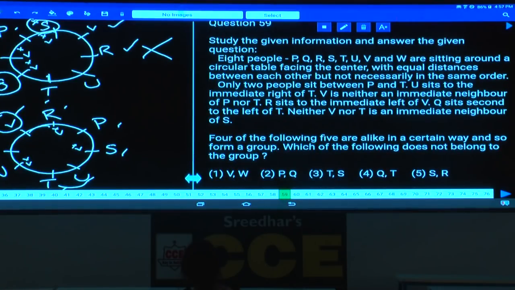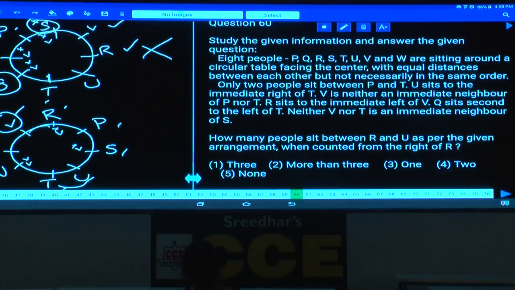Then question number 59. 4 of the following 5 are alike, that means odd man out. V and W: in between V and W there is one person, and P and Q there are two persons, T and S there is one person, and Q and T there is one person, S and R there is one person. Then what is your answer here? Except P and Q, in the remaining choices there is exactly one person between these two. Now in P and Q there are two persons. Hence choice 2 is the answer.